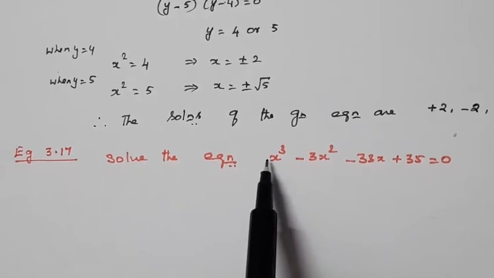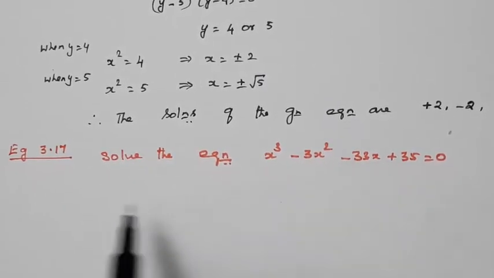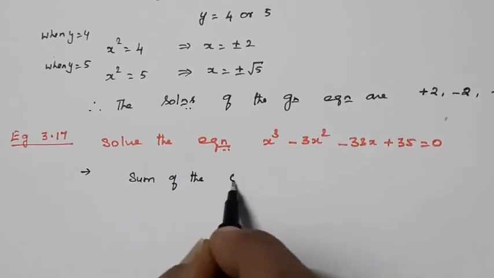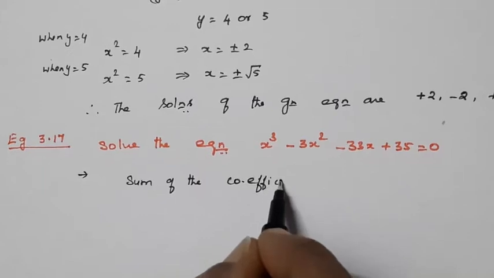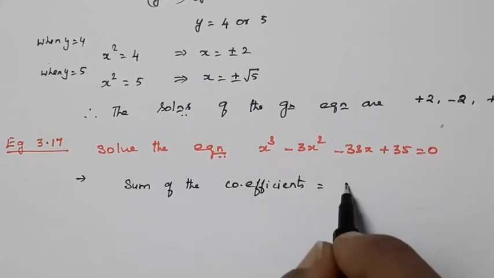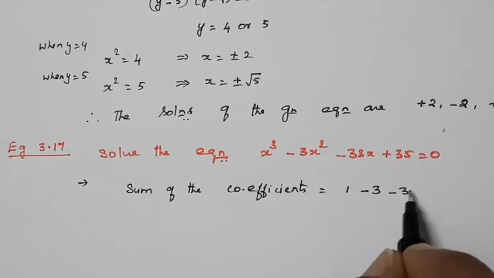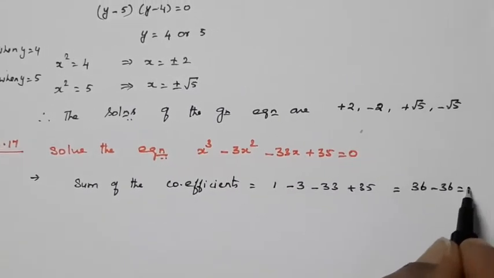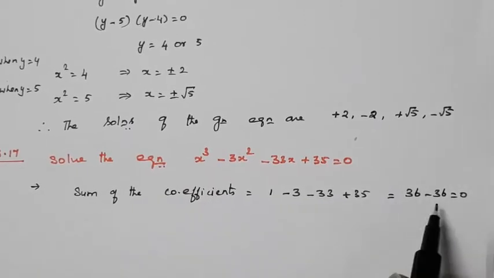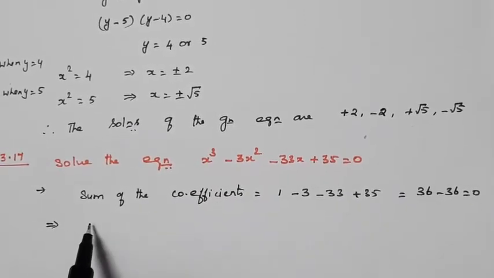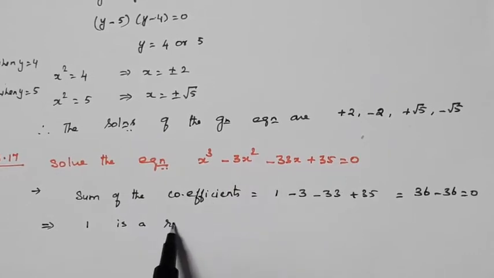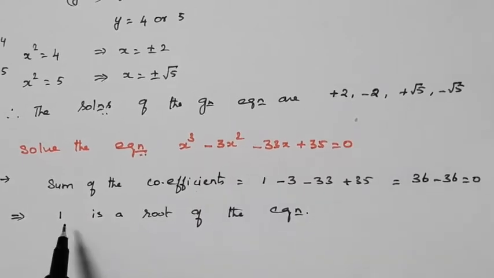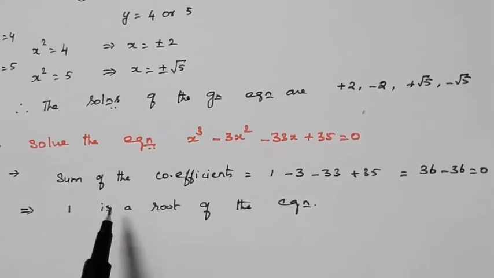Look at the coefficients. The sum of the coefficients is 1 minus 3 minus 33 plus 35, that is 36 minus 36, which is equal to 0. If the sum of the coefficients of an equation is 0, this implies that 1 is a root of the equation. So 1 is a root means x minus 1 is a factor. So you have to divide it.